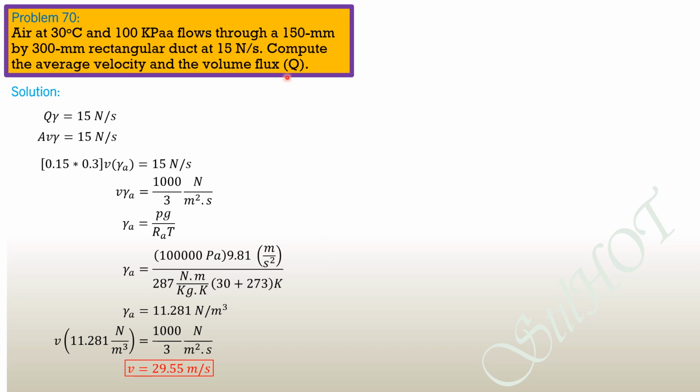Then for the volume flow rate, or Q, we substitute into this equation because specific weight of air has been found, 11.281. So Q times 11.281 newtons per cubic meter equals 15 newtons per second. So cancel newtons, so unit would be cubic meter per second. So Q equals 1.330 cubic meter per second.